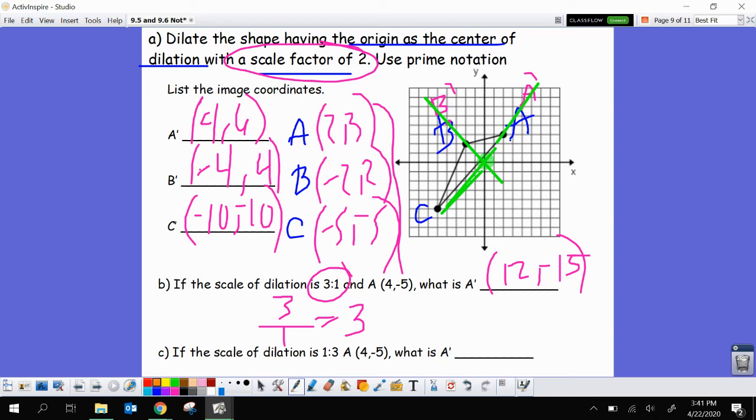C, if the scale of dilation is 1 to 3 and A is (4, -5), what is A prime? So again, if it helps for you to put that as a fraction, now notice this here is 1/3. And so I need to multiply both of these numbers by 1/3 instead of multiplying them by 3. So 4 times 1/3 would be 4/3. And negative 5 times 1/3 would be negative 5/3. And that would be my new point.